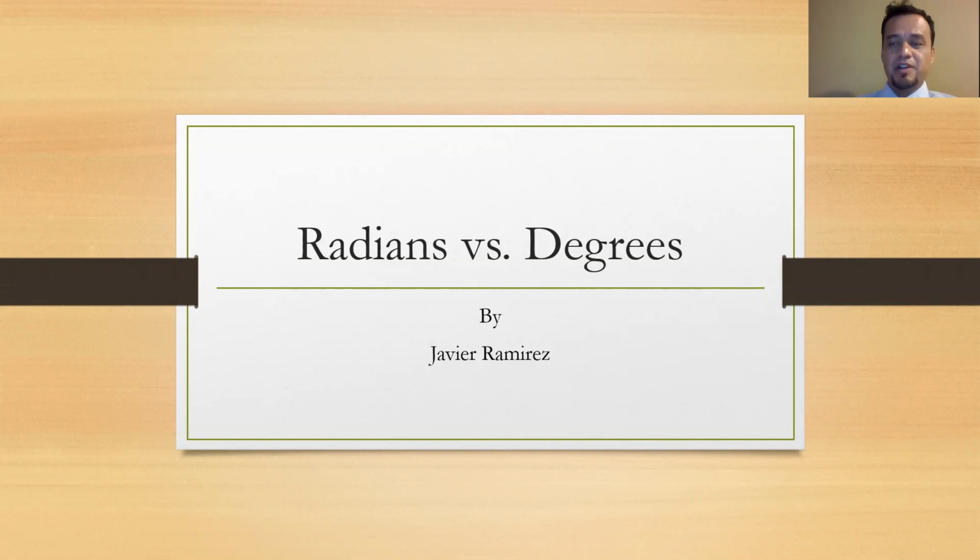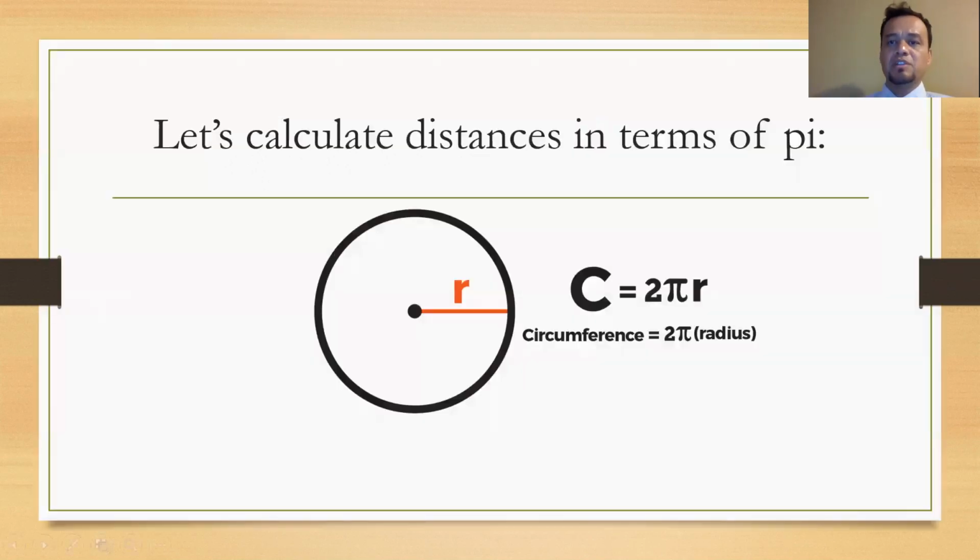My name is Mr. Ramirez, and in this lesson, I'm going to show you the difference between radians and degrees and how they are connected, how they are related to one another. So we start off with the introduction of what is the distance around a circle if the radius was 1. That's really our starting point.